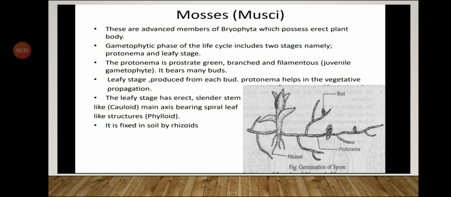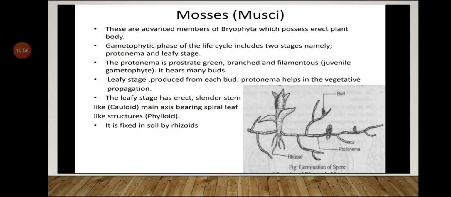Next is mosses. The other name for mosses is Musci. These are advanced members of bryophytes. As we have studied the lower members of bryophytes, mosses are known as the higher, advanced members of bryophytes, which possess an erect plant body. You can see here, erect means a straight plant body.